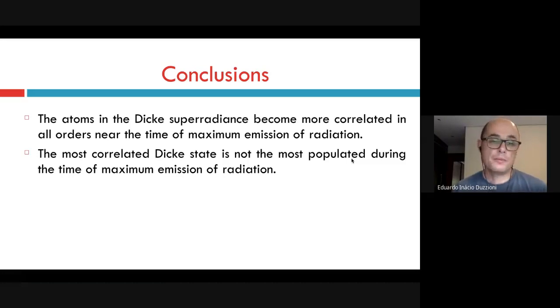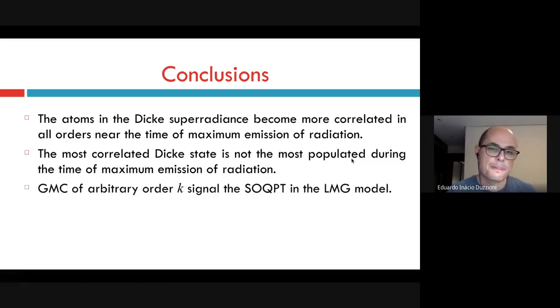I am saying that because in general people used to think that during the maximum emission of radiation, the Dicke state in which half of the population is in the excited state is the state which dominates all the dynamics of the system. We show that this is not the most populated one, so this is a result that is not intuitive. And we also show that all orders of the genuine multipartite correlations signal the second order quantum phase transition in the Lipkin-Meshkov-Glick model.